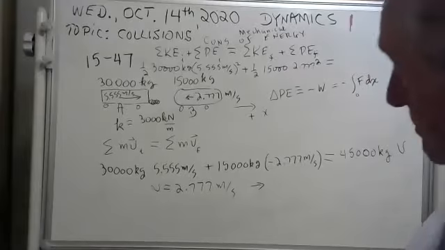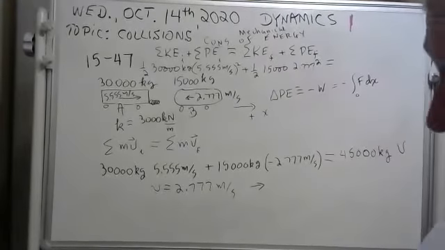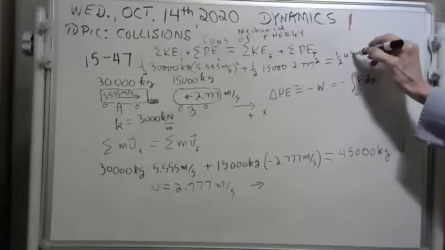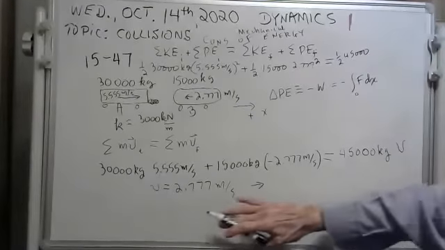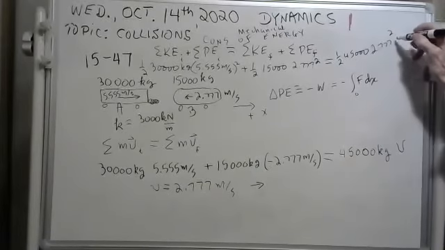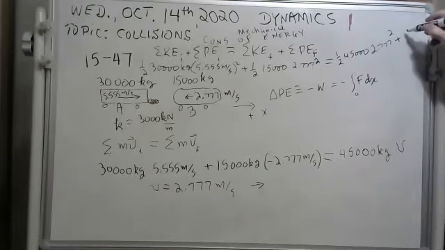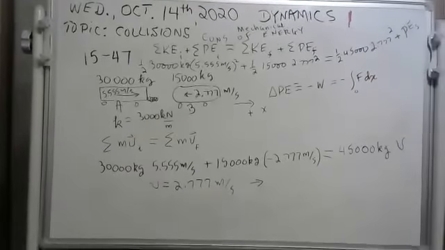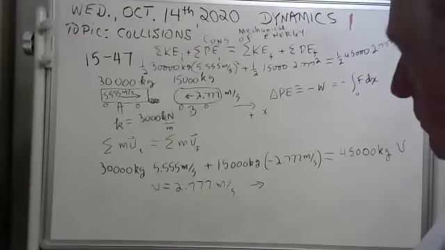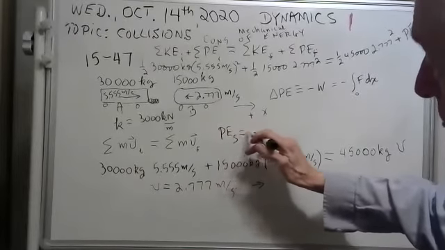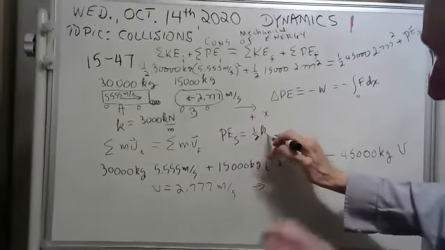Now on the right-hand side, we have kinetic energy. We have 1/2 times 45,000 times 2.777 squared, plus your elastic. Oh, I'm running out of space here. This is the spring, the potential energy of your spring, and we'll get that, and then we'll use this equation here. Potential energy of your spring is 1/2 kx squared.